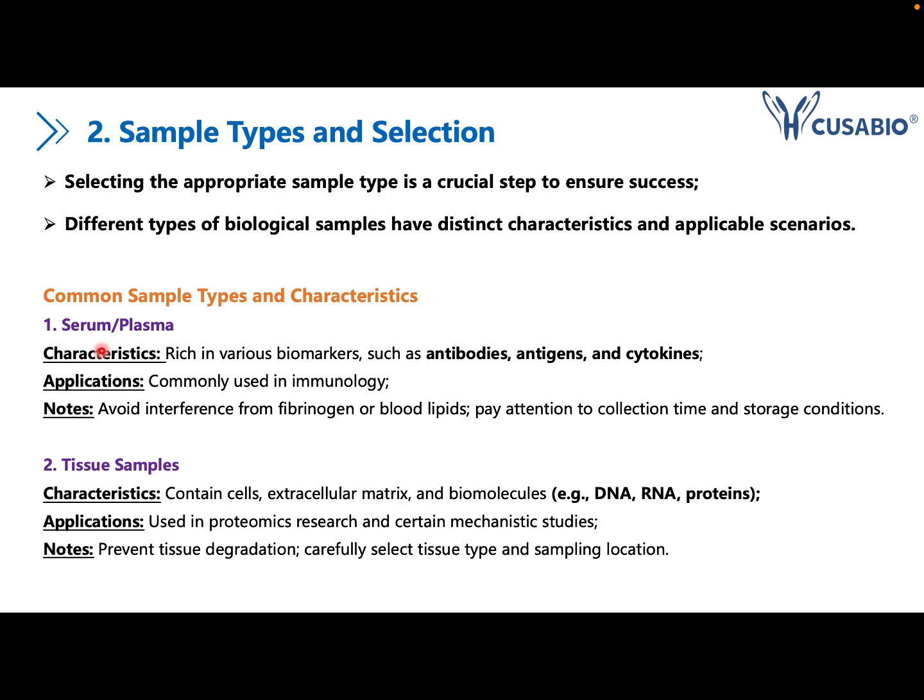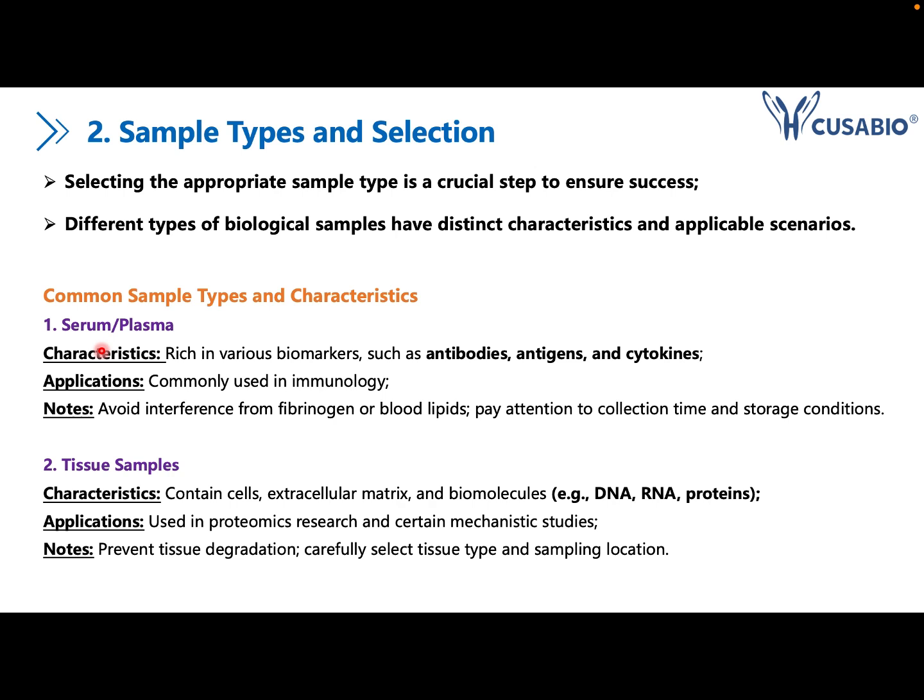They can be used in immunology. And for this type of sample, we want to avoid interference from fibrinogen and blood lipids, because these two will induce non-specific interaction.